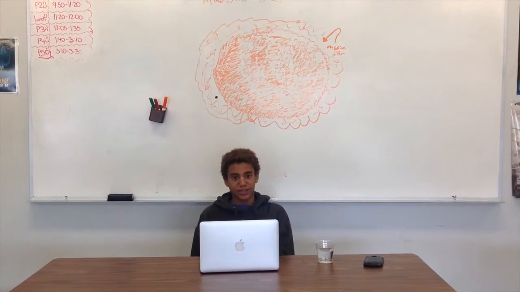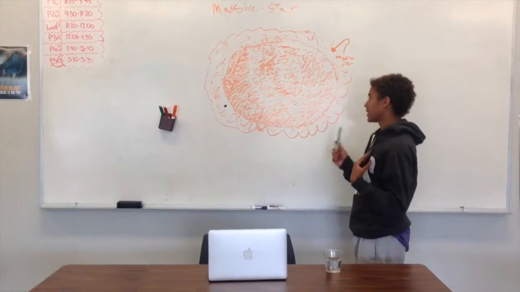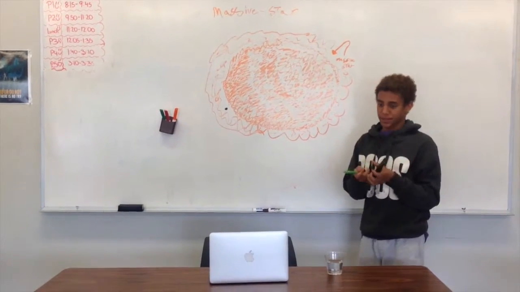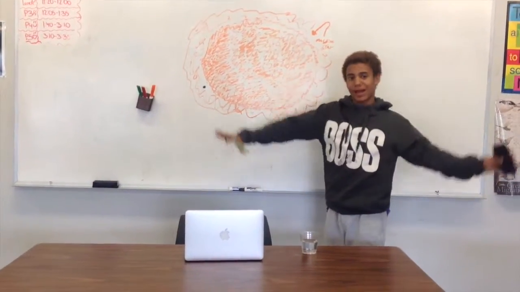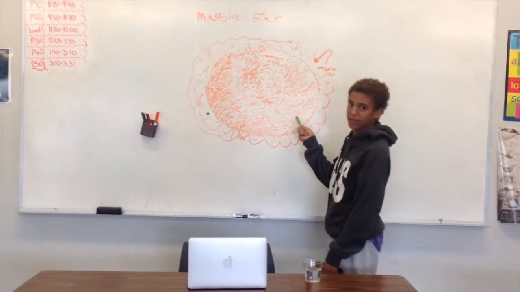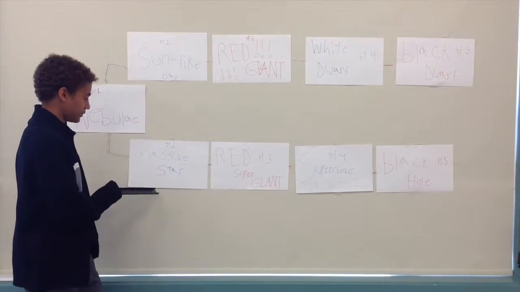A massive star is the same as a sun-like star, just that it is bigger in mass. A sun-like star is when the nebula's hydrogen contracts and its helium expands into a bigger mass than a sun-like star, making it a massive star. Okay, so now you've learned what a massive star is.